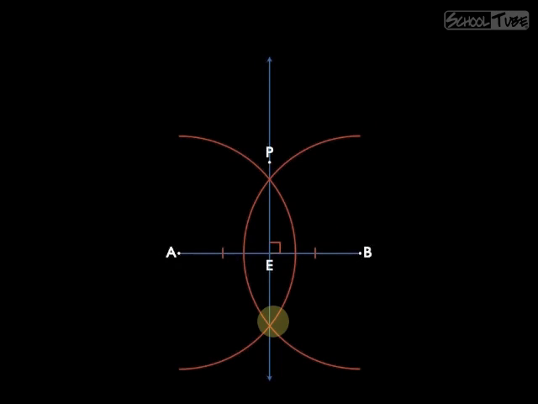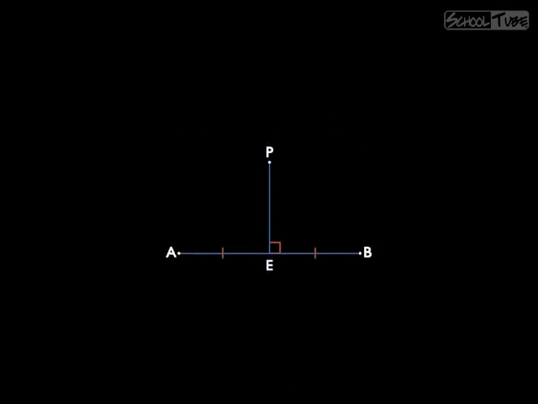Now what we're going to do is show that any point on the perpendicular bisector is the same distance away from A and B. Yes, we are going to prove a theorem. We already know that segment AE and segment BE are congruent by definition of bisector. We also happen to know that angle PEB and angle PEA are right angles, and by the right angle congruency theorem, we know that they are congruent. But we also happen to know that segment PE is congruent to itself by the reflexive property of congruence.